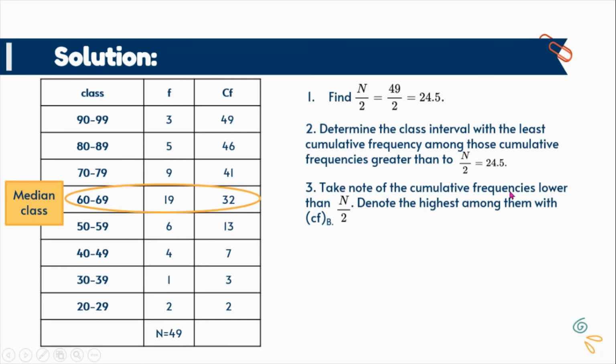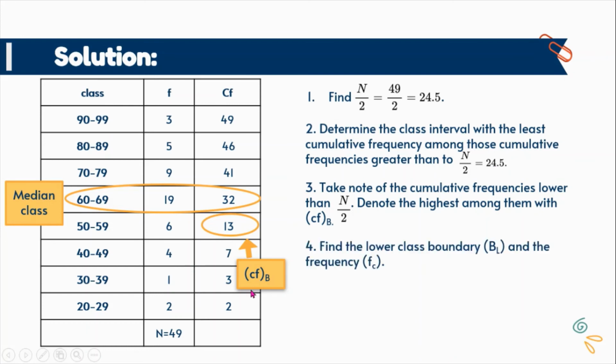Take note of the cumulative frequencies lower than n over 2, this one. Denote the highest among them with CF sub p. So now 13 here is our CF sub p, since it is the highest among the cumulative frequencies lower than n over 2, or 24.5.